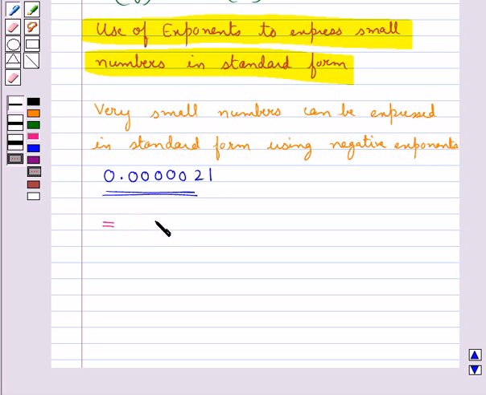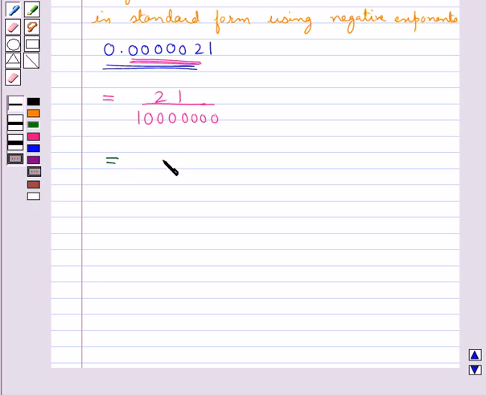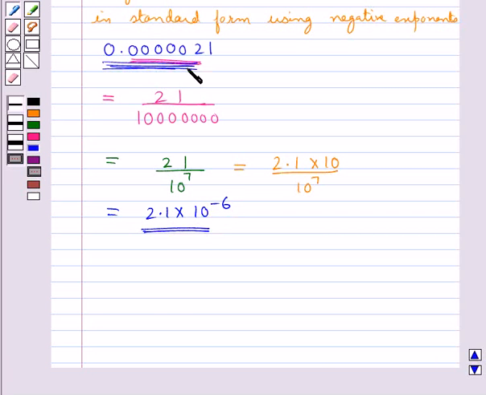This could be further written as 21 upon 1000000, that is, we put 7 zeros, since there are 7 digits after the decimal. This is further written as 21 upon 10 to the power 7, or we can also write it as 2.1 multiplied by 10 upon 10 to the power 7. That is, we get 2.1 multiplied by 10 to the power minus 6. So this is how we have expressed the given number, which is very small, in the standard form using negative exponents.